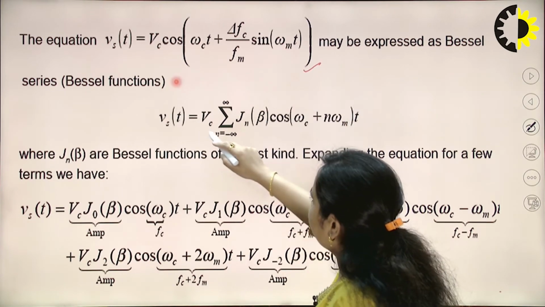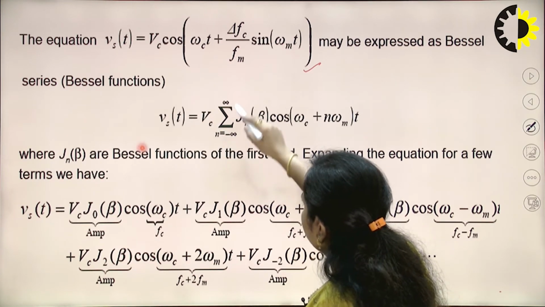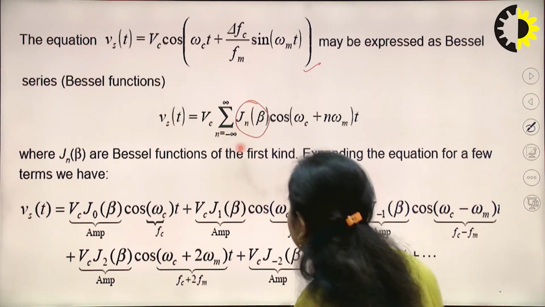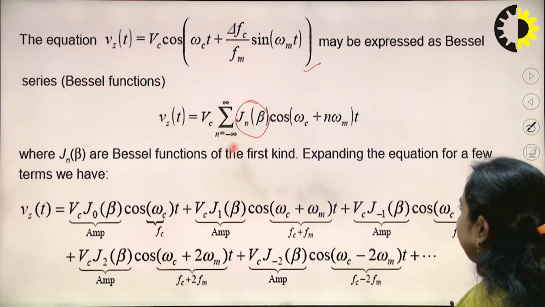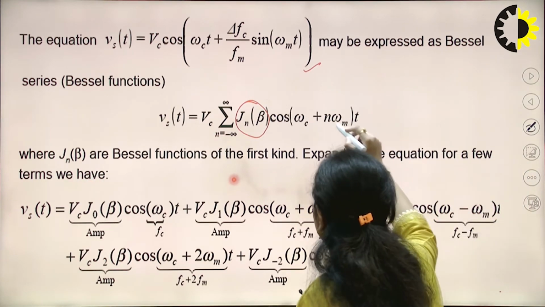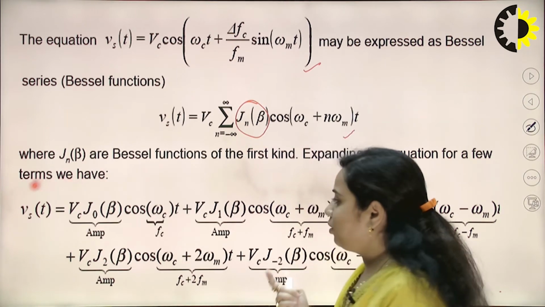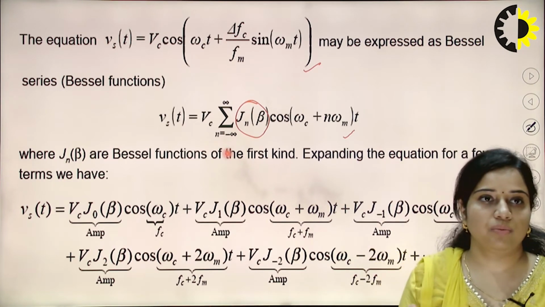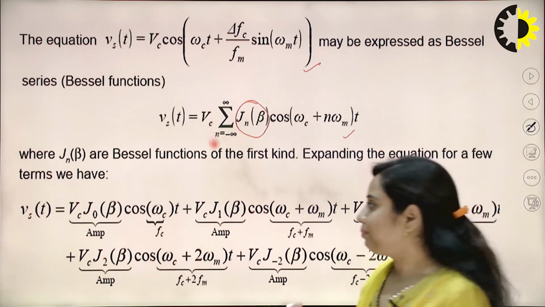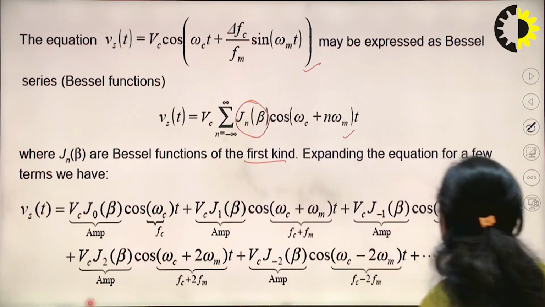So V(t) can also be written as Vc summation, n from minus infinity to infinity, Jn(beta), where Jn(beta) is the Bessel function of the first kind having parameter beta, of nth order, cos(omega_c plus n omega_m) t. Now we can put various values of n from minus infinity to infinity, but here we are considering from 0 to infinity, as you can see over here.